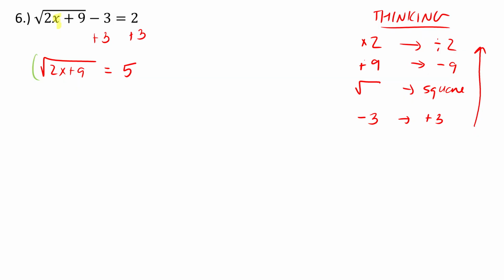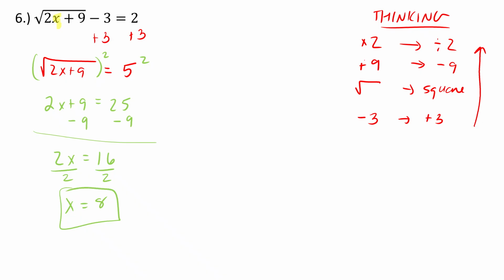And then we square both sides. That will get rid of the square root. So we get 2x plus 9 is equal to 25. Next step is to subtract 9. So that gives me 2x is equal to 16. And then divide by 2. x is equal to 8.